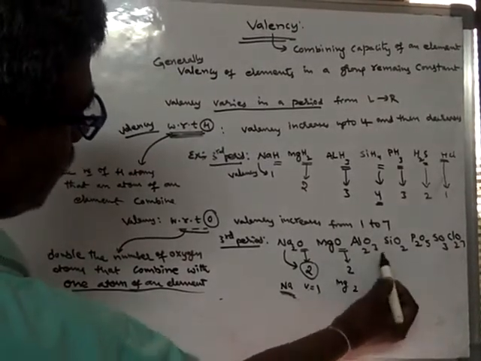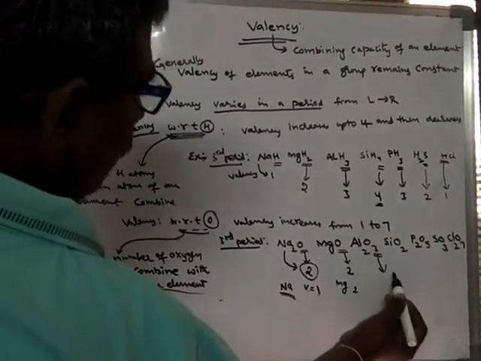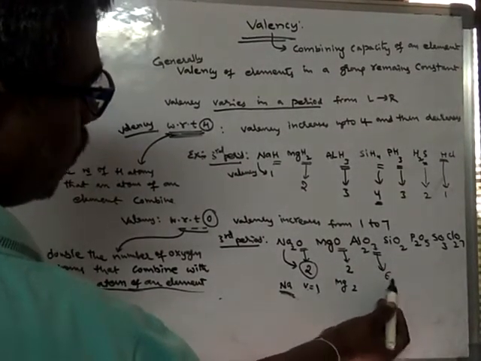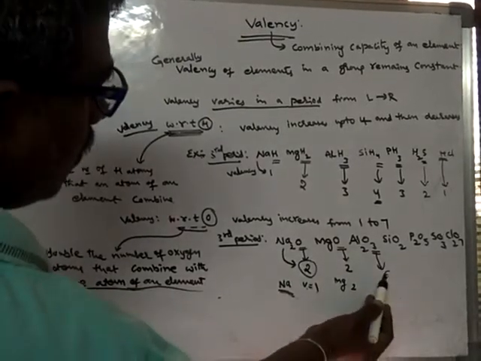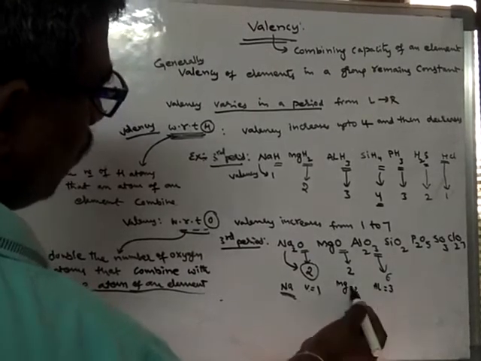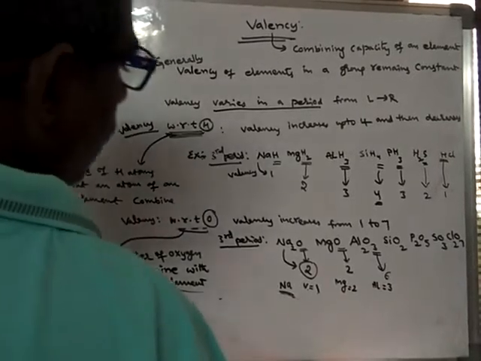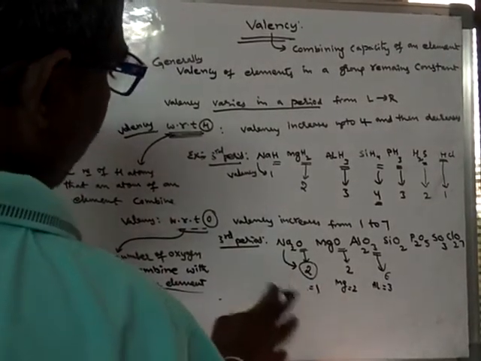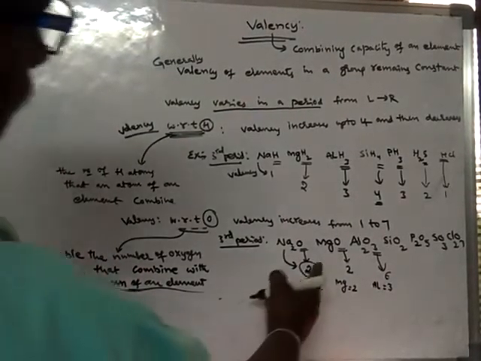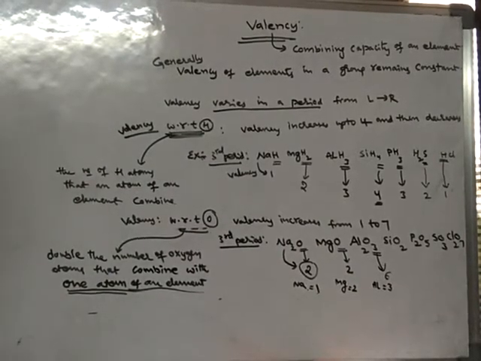Now double the number of oxygens. There are 3 oxygens, so after doubling you will get 6. This valency is for 2 aluminiums, so for a single aluminium the valency will be 3. Are you following? For a single sodium atom the valency is 1, for a single magnesium it is 2, because always we have to calculate for one atom of an element.